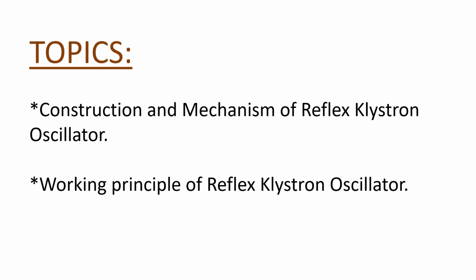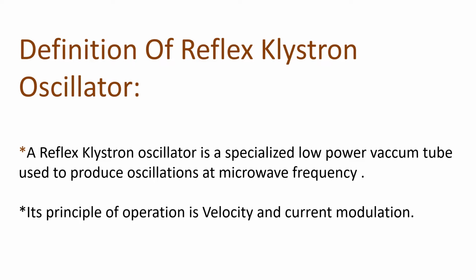Topics to be discussed: construction and mechanism of Reflex Klystron Oscillator, and working principle of Reflex Klystron Oscillator. First we will discuss what we mean by Reflex Klystron Oscillator. A reflex Klystron oscillator is a specialized low-power vacuum tube used to produce oscillations at microwave frequency. Klystrons are basically specialized tubes used as amplifiers and oscillators at microwave frequency range. Its principle of operation is velocity and current modulation.